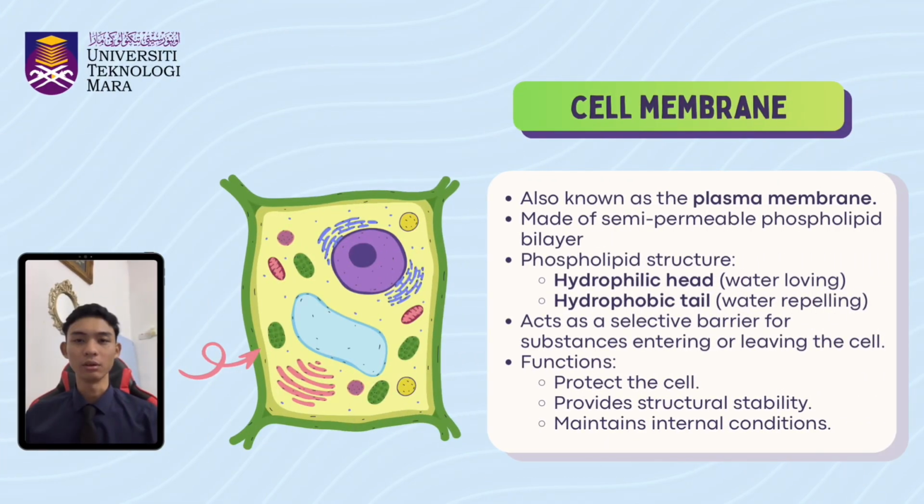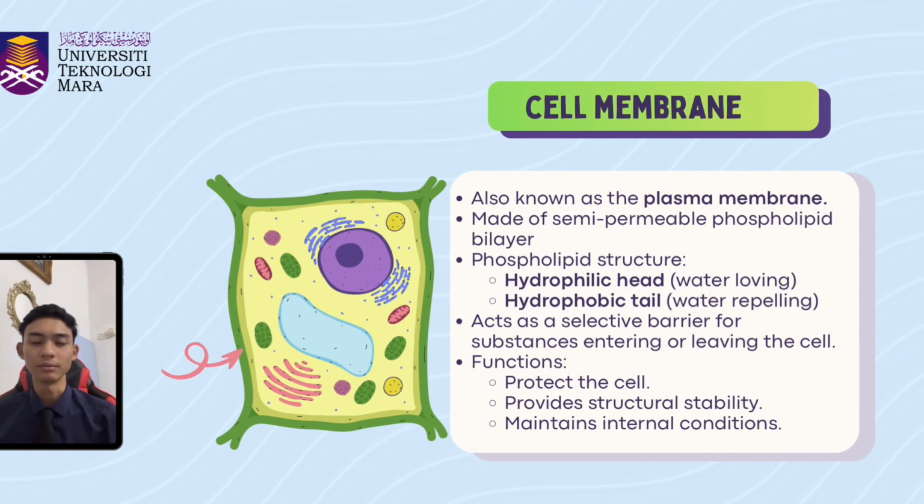The cell membrane, also called the plasma membrane, is a semi-permeable bilayer composed of phospholipids, proteins, and carbohydrates. It has two key features. The first one is the hydrophilic head, water-loving. Second is the hydrophobic tail, water-repelling. This bilayer arrangement allows the membrane to act as a selective barrier, controlling what enters and exits the cell. Its functions include protecting the cell, providing structural stability, and maintaining internal conditions.